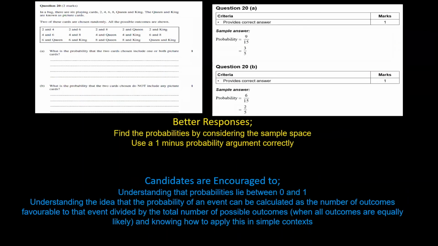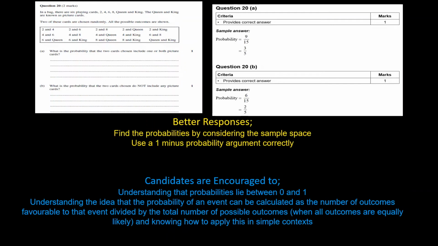Question 20, Standard 1 paper. On the whole, this was really well answered, both parts A and B. In the better responses, students found the probabilities by considering the sample space. Students that achieved those responses clearly wrote out a sample space further to what the sample space already was given in the question. A lot of students used the 1 minus the probability argument to correctly achieve part B.